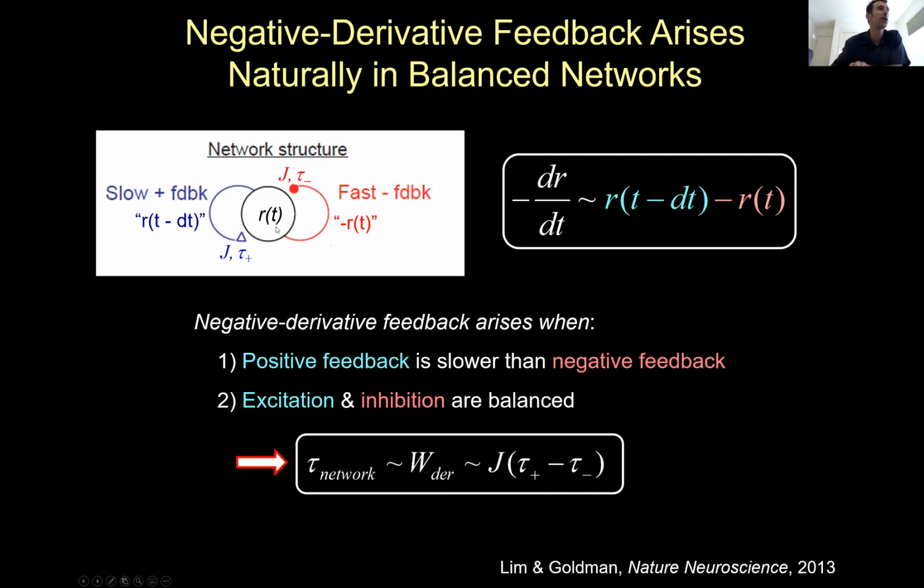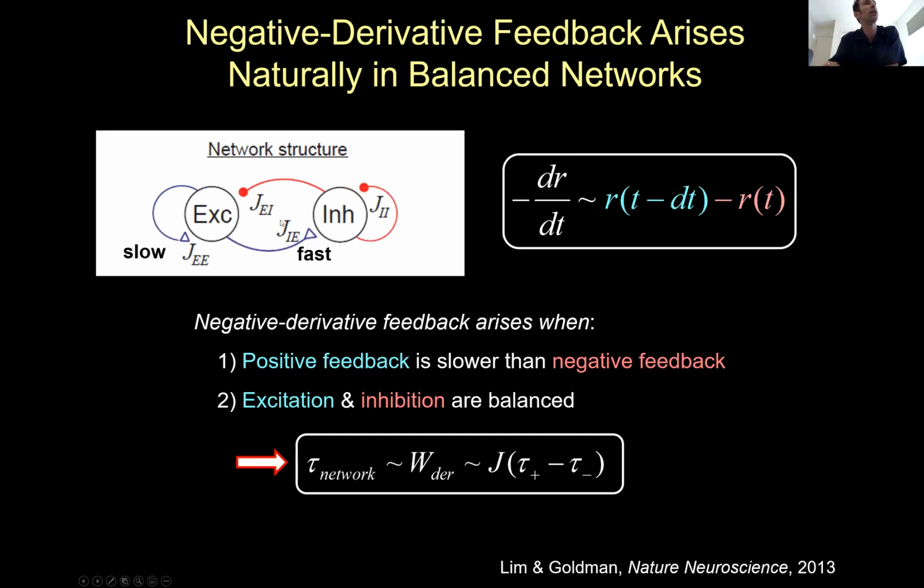Okay, well, this is a very toy model violating Dale's principle. So how do we flesh this out into a more cortical-like network? Well, we have one which again looks like the classic van Vreeswijk and Sompolinsky one, except for the time constants. We have an excitatory pool, an inhibitory pool, and here we have the slow positive feedback pathway. If this inhibitory loop is fast, then we have a fast inhibitory feedback pathway. And again, if those pathways are balanced in strength, but with these appropriate time constants, we get derivative feedback.